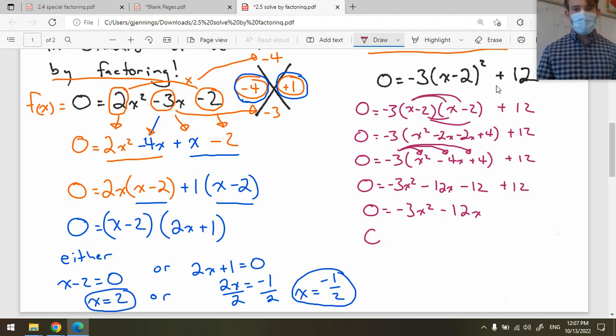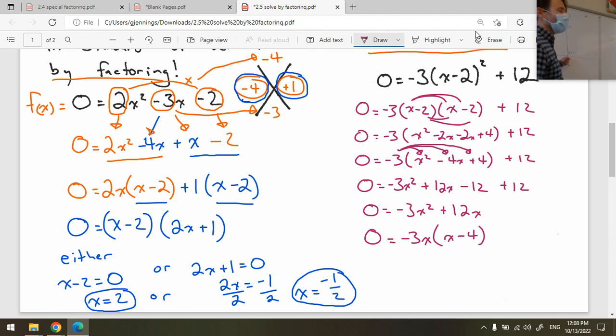Okay, so 0 is equal to negative 3x is our biggest common factor, multiplied by x plus... negative 3 times negative 4x is positive 12x. Negative 3, this is positive 12x here. So this will be, erase that, minus 4. All right. Notice that it was my visualization that saved me there from making a mistake. Because I have this visualized, I knew that that was wrong.